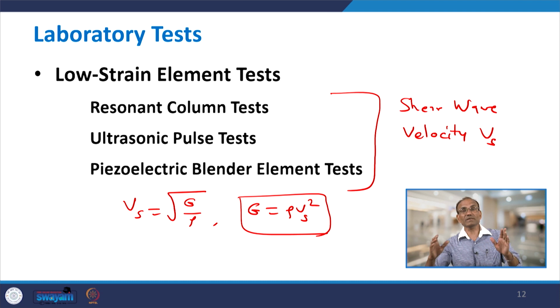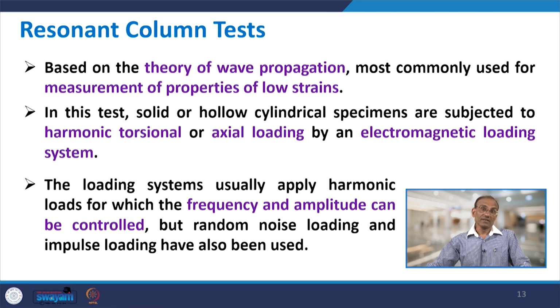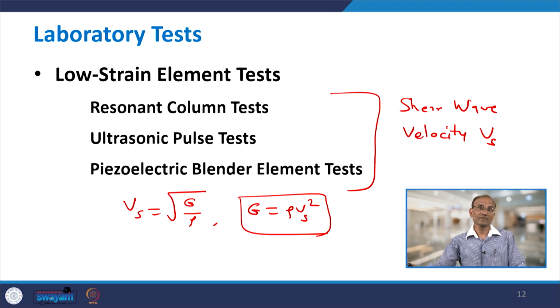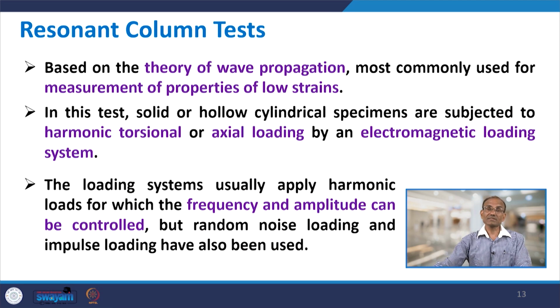In the resonant column test, you vary the frequency, and then you have the amplitude at different frequencies, so the natural frequency is obtained. We are going to discuss that in detail. Now, the resonant column test is a low strain test. In fact, all 3 are low strain tests. This test is based on wave propagation theory, and is most commonly used for the measurement of soil properties at low strain, not at high strain.